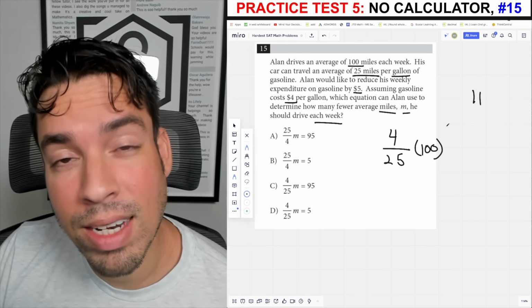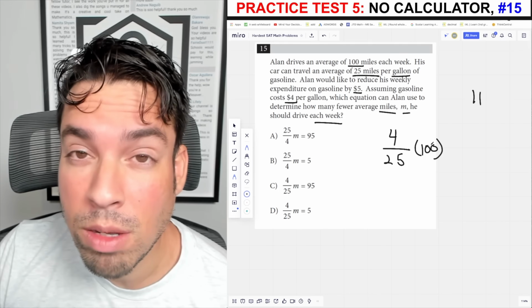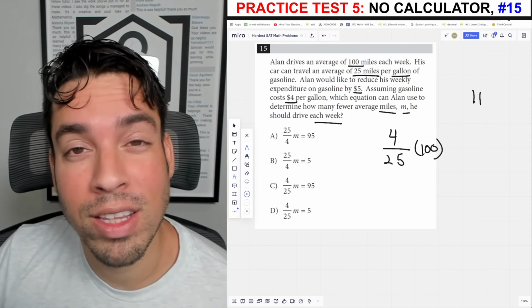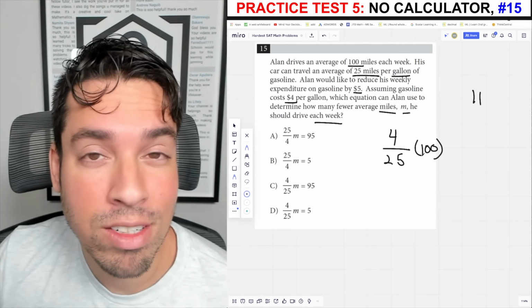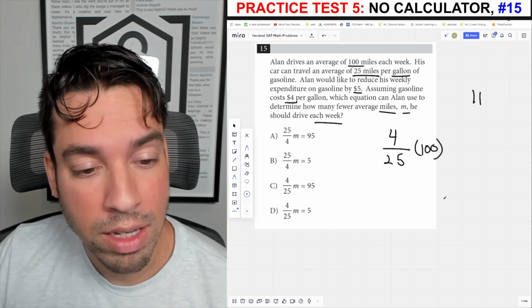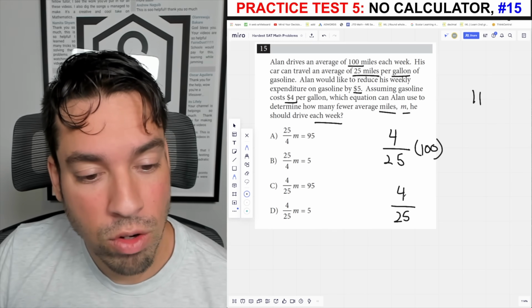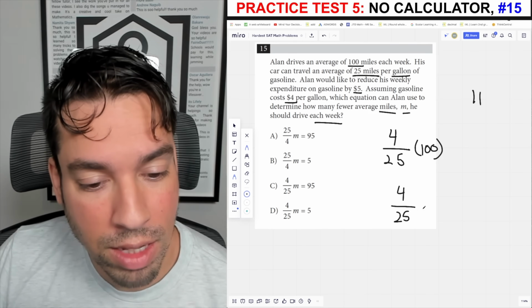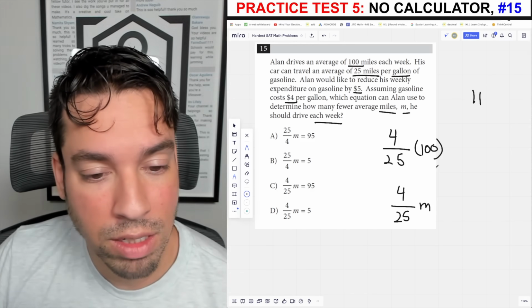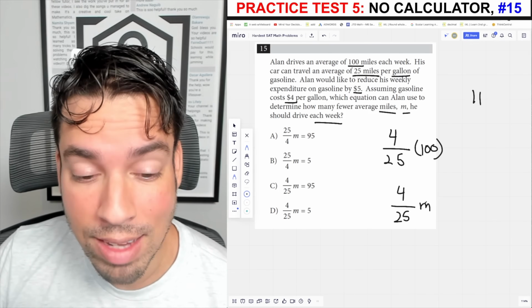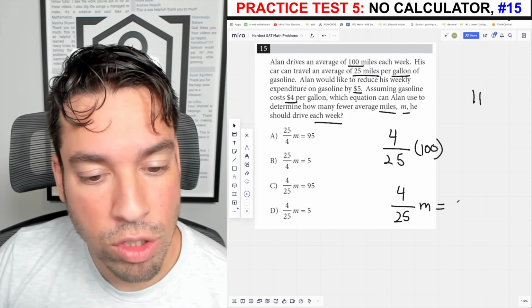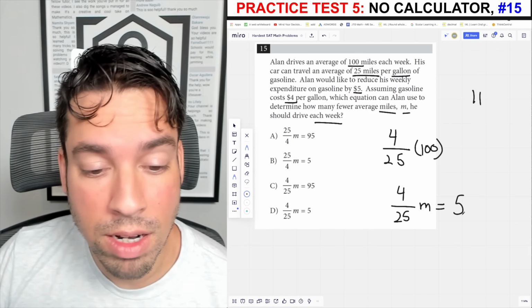But this isn't even asking for those specific values. That's the beauty of this. We're just trying to find a simple equation that can tell us the amount of miles he needs to reduce his driving by each week. So again, we take that rate, and I know I'm spending $4 for every 25 miles. Because we take the miles and multiply it by this to get how much we're spending, how many miles is equivalent to $5?